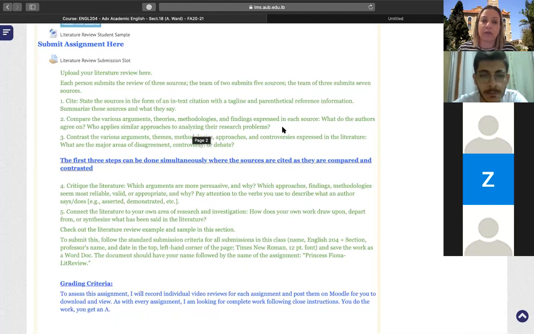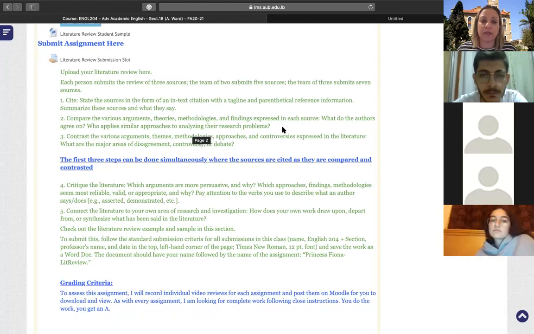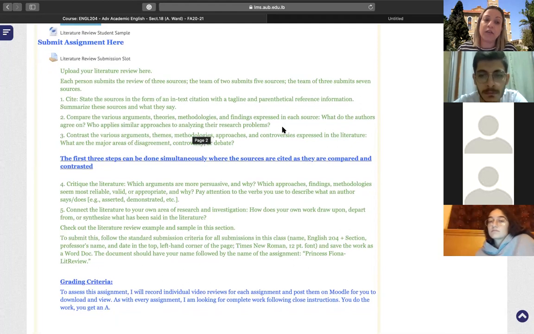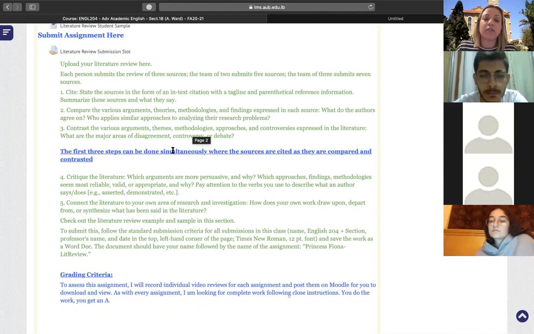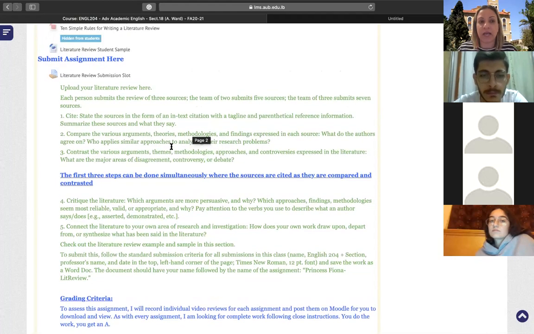What do the authors agree on? Who applies similar approaches to analyzing the research problems, etc.? Then you're contrasting the various arguments before you critique and connect your literature. It's not as hard as it seems, as I will show you in the sample in a second. However, this is a very important part of your research paper.